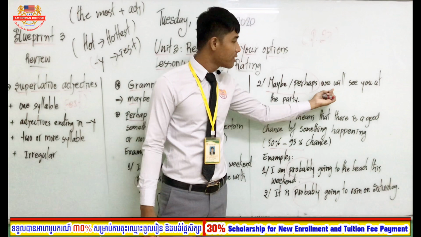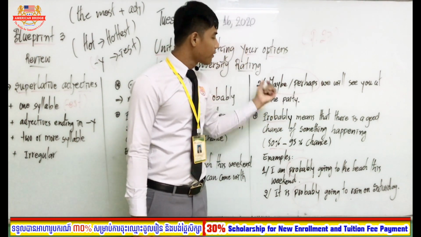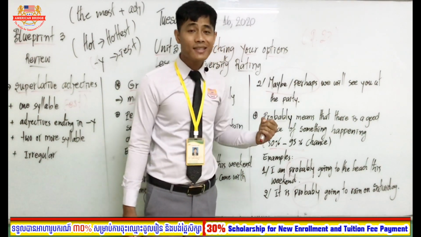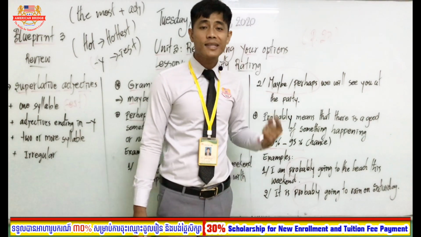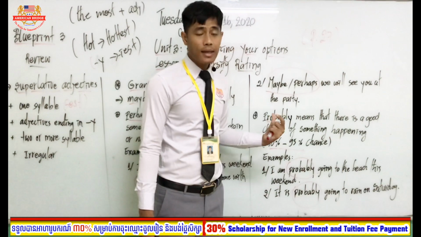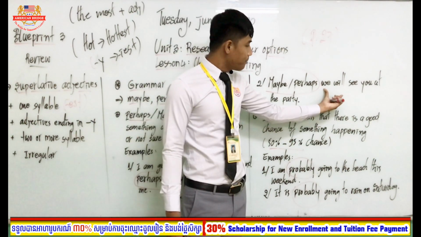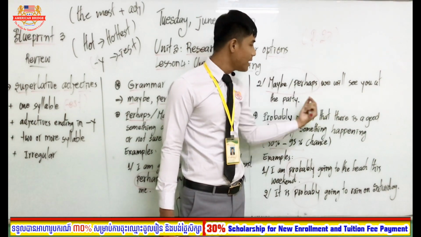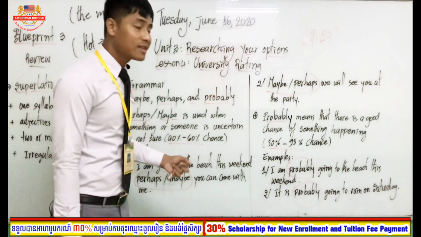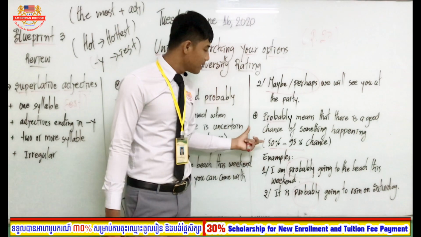Let's see the next example. Maybe, perhaps, we will see you at the party. Perhaps and maybe have the same meaning and the same usage. Look at this again: we will see you at the party. The chance of it happening is only 40 to 60%. Good everyone, let's move to the next.